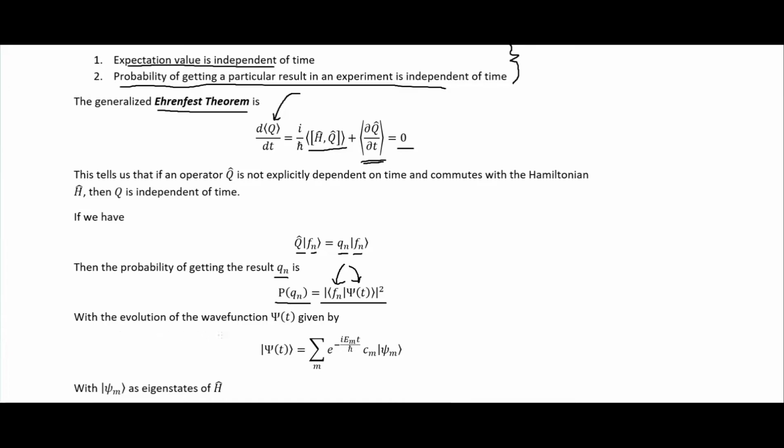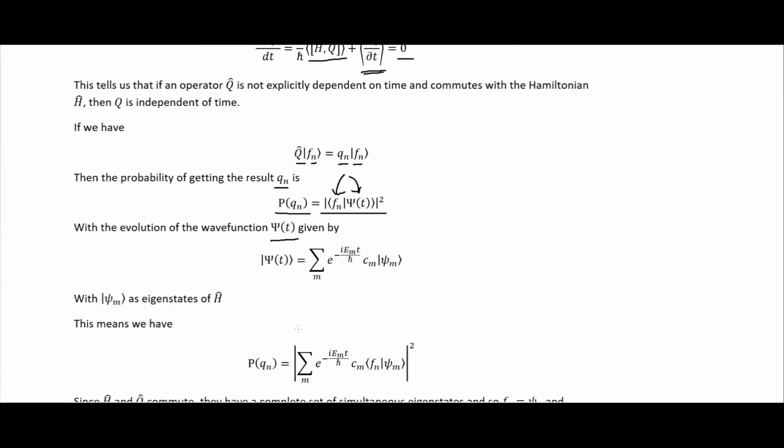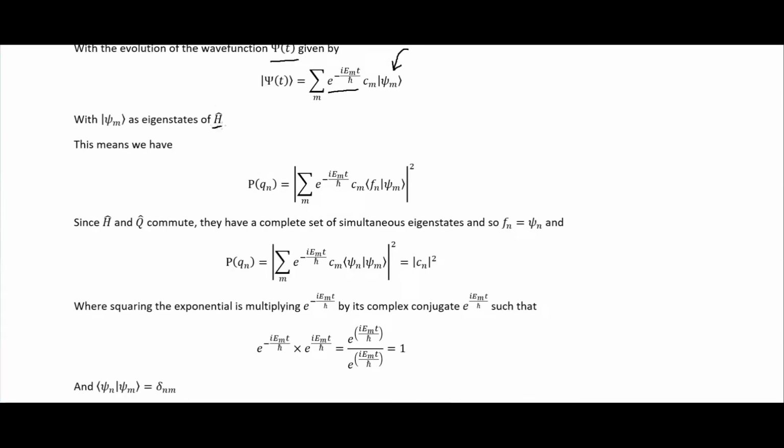With the evolution of the wave function, when we want to make it dependent on time, we set it equal to this. We have our function here, but now we have this time-dependent part. The eigenstate is an eigenstate of the Hamiltonian, and this means that the probability of seeing the q sub n is equal to all of this squared. That is the Born rule there.